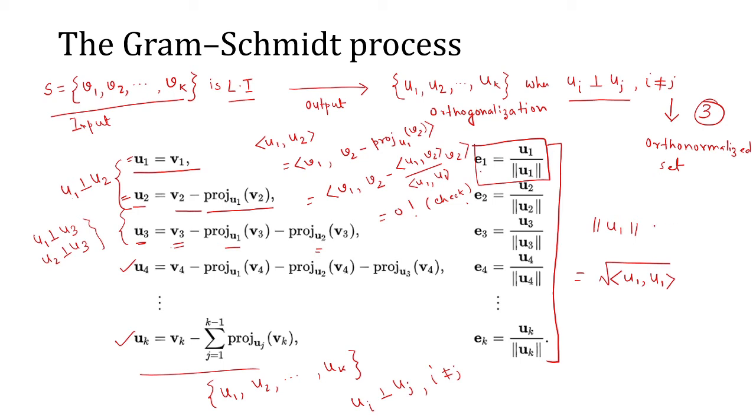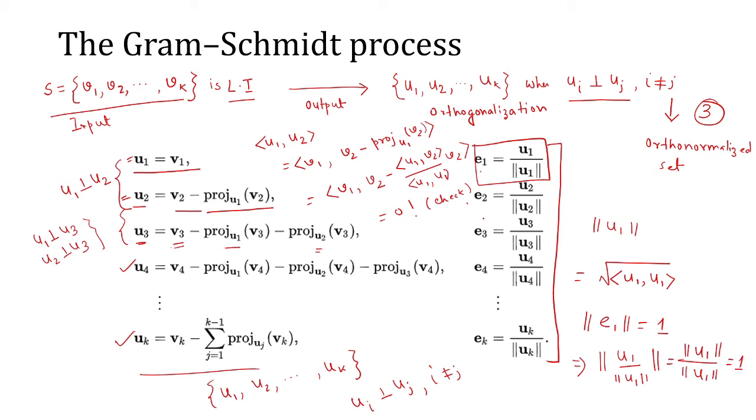So this is how the norm of the vector u1 is defined. If you divide u1 by its corresponding norm, you will get the orthonormal vector e1. And you can easily check that the norm of e1, that is the length of e1, equals 1. How is that? The length of e1 will be norm of u1 by norm of u1, which is basically 1. So this is the unit vector.